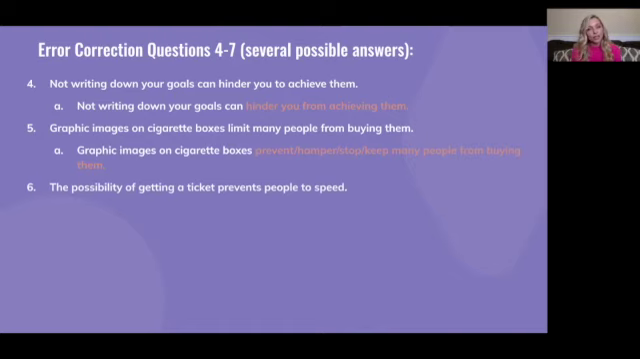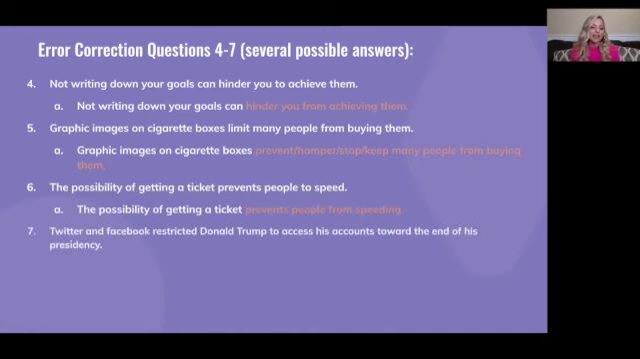Can you prevent someone to do something? No, you have to prevent someone from doing something. So the possibility of getting a ticket prevents people from speeding. And number 7, Twitter and Facebook restricted Donald Trump to access his accounts toward the end of his presidency. So restrict someone to do something? We definitely can't say that.